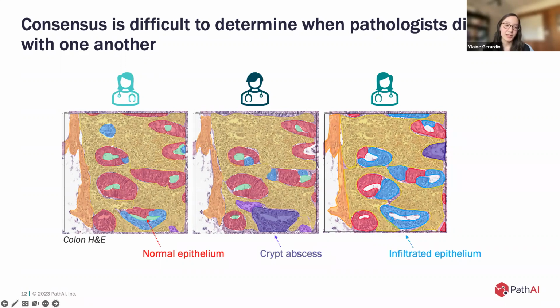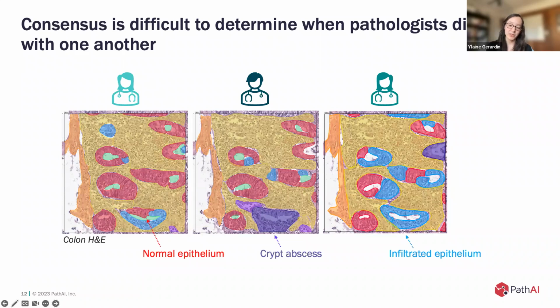The second pathologist has identified this as a crypt abscess, whereas a third pathologist has identified this crypt as having infiltrated epithelium. So when we try to form a consensus here, it's really tough to decide which pathologist we trust. How do we know if the model is close to the consensus, if there is no consensus to determine here? So what can we do?